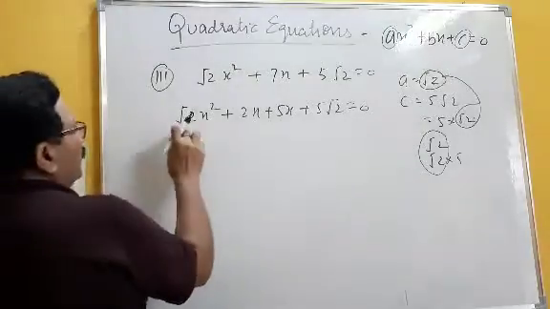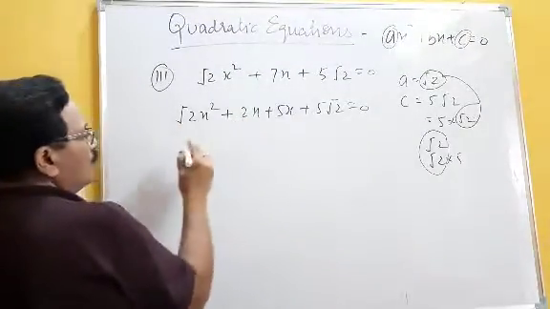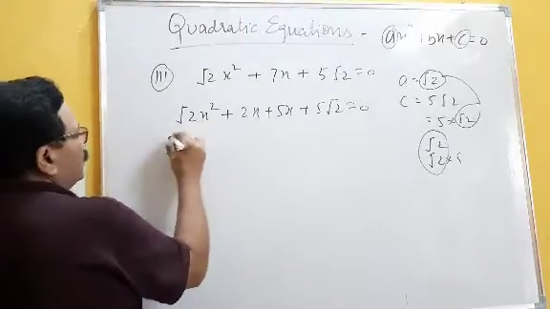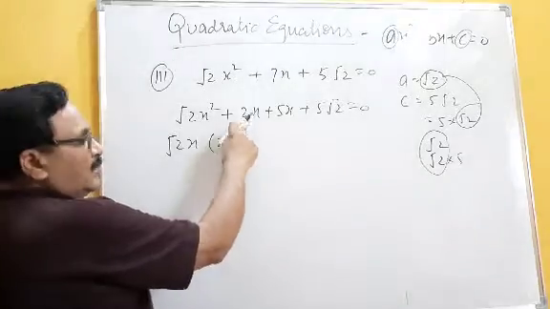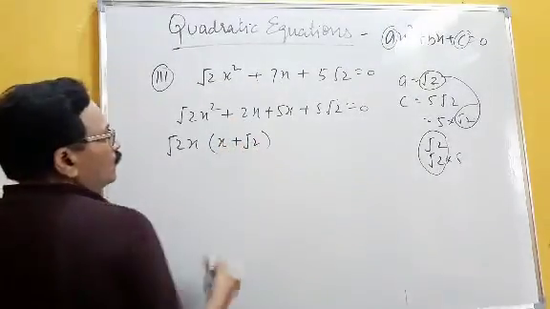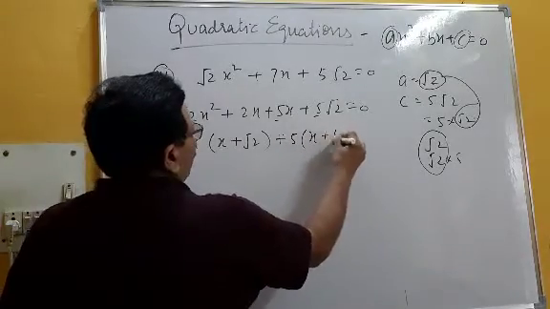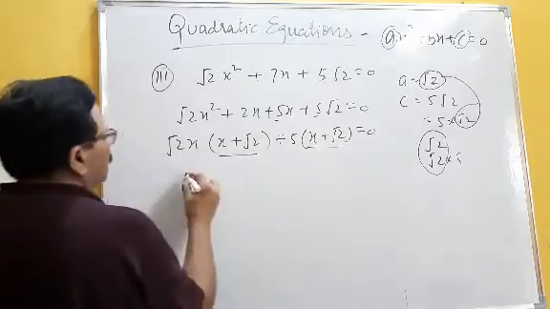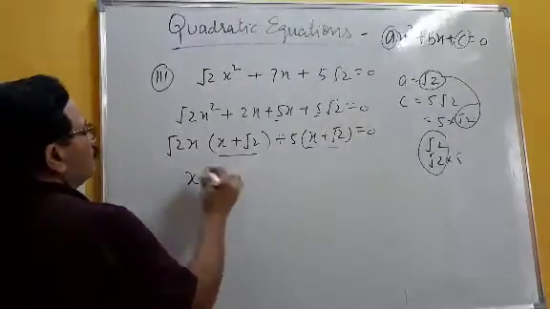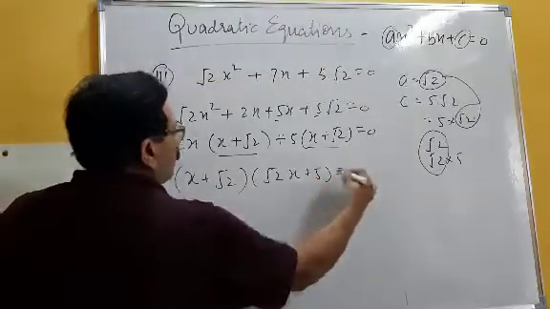So what is common there? Root 2 and root 2. So in root 2 and 2, we can take root 2 common. And here x is common. So here you get only x and root 2 I have taken common. What will be left? Root 2. Here only 5 common. Plus 5 x plus root 2 equal to 0. So now you will have this common, x plus root 2, root 2x plus 5 equal to 0.